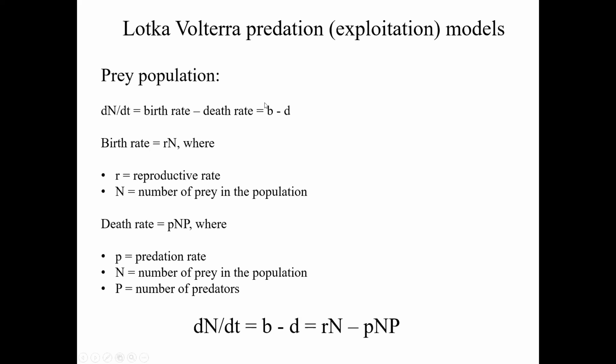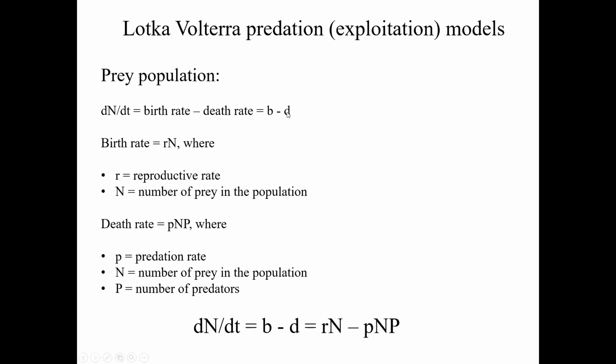So if the prey don't compete with each other, then dN/dt for the prey is simply r times N. It's exponential growth. There's nothing to check the prey except the predators. So that's down here. B is actually exponential growth, r times N.